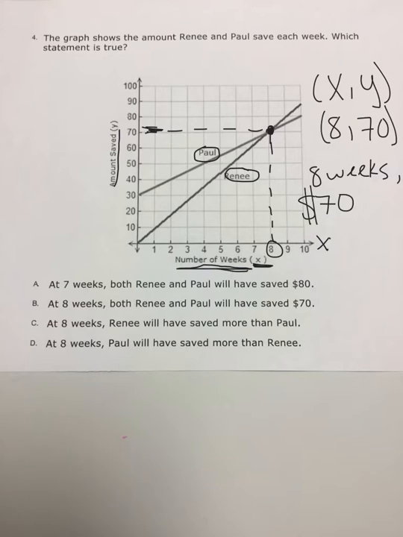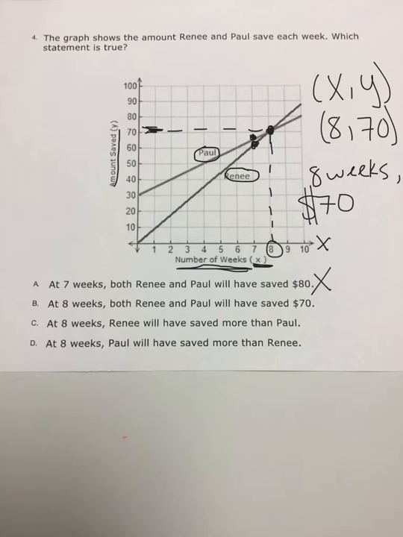Now let's look at our answer choices, since I have some information I can work off of. It says at 7 weeks, both Renee and Paul have saved $80. If I look at Renee's line, at 7 weeks they've saved about 60 bucks, and at 7 weeks Paul has saved, let's say 65, somewhere right there, which doesn't have to do with 80. They have different amounts. The lines are in different places at 7 weeks, so that one is not true.